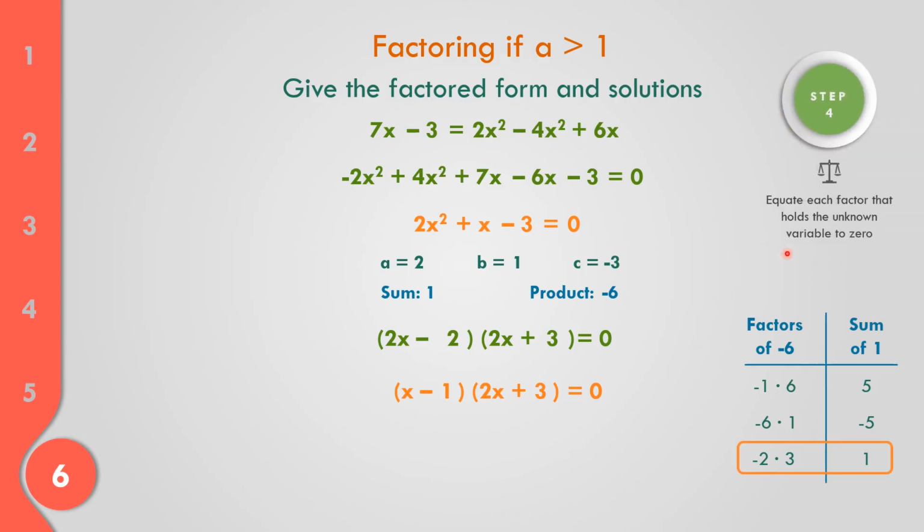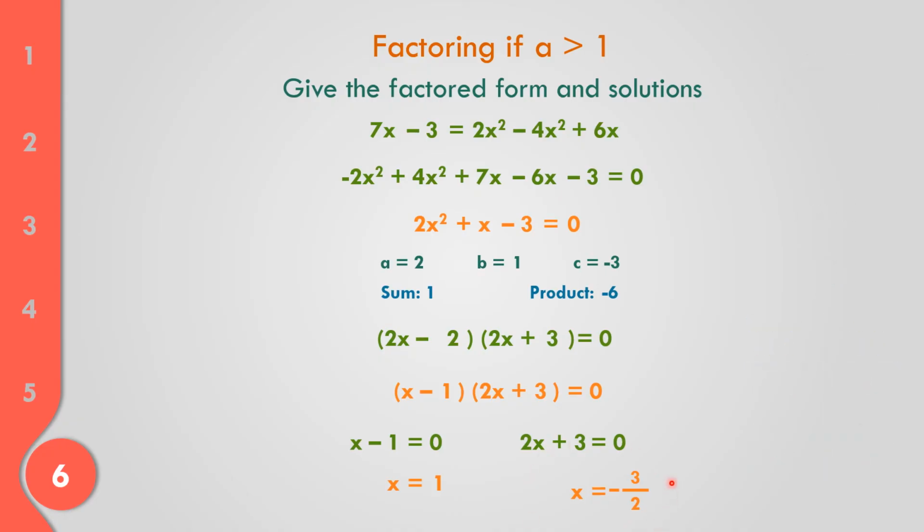Step 4, equate each factor that holds the unknown variable to 0. So it means x minus 1 is equal to 0. And then the second one, 2x plus 3, is equal to 0. Step 5, solve the equated form. So the first value, negative 1 going to the right side, becomes positive 1. While here, positive 3 going to the right side is negative 3. And divide both sides by 2, so x is equal to negative 3 over 2.